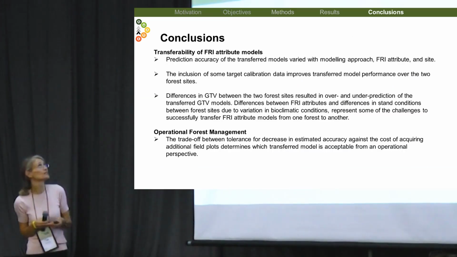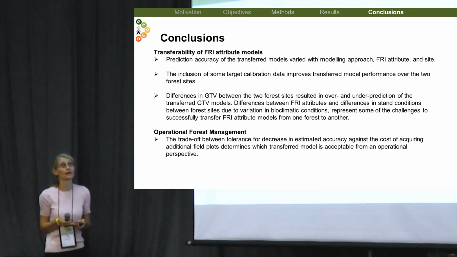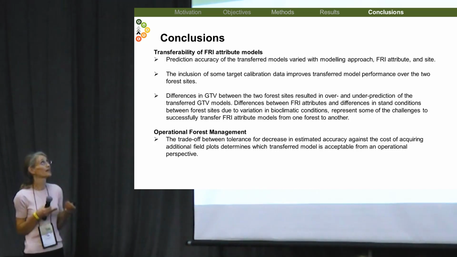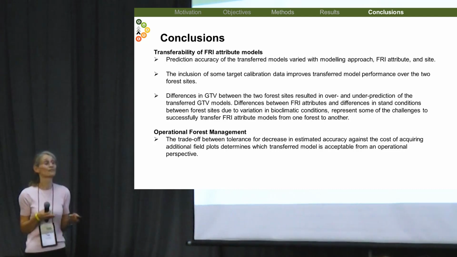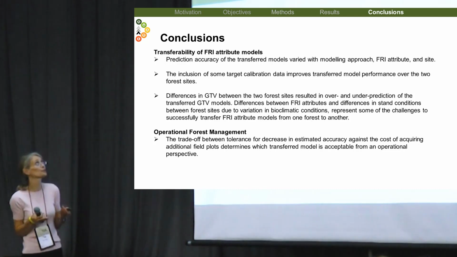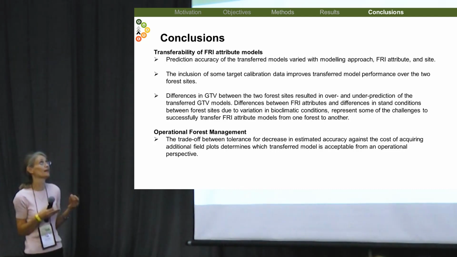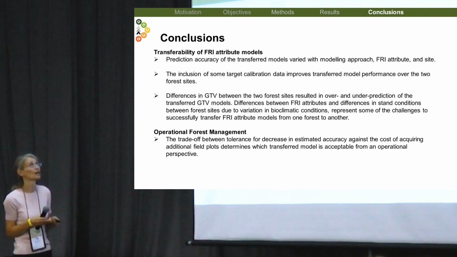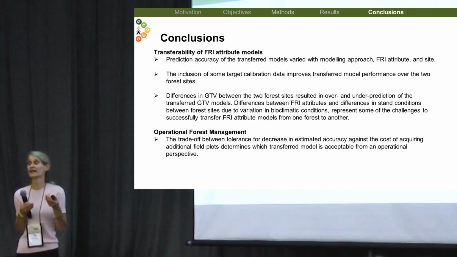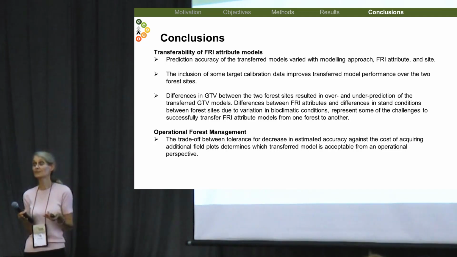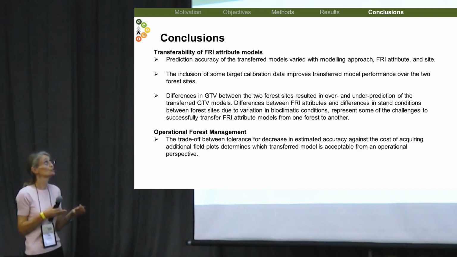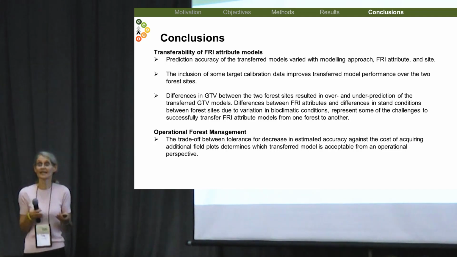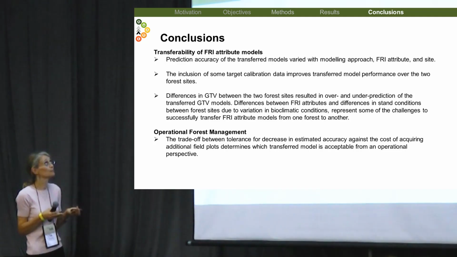So then in conclusion, what we found in our research was that prediction accuracy of our models varied by modeling approach, by attribute, and by site. So we don't really see a clear pattern. It's much more variable than that. We do see that if you add some data in of the target site, that improves model performance.